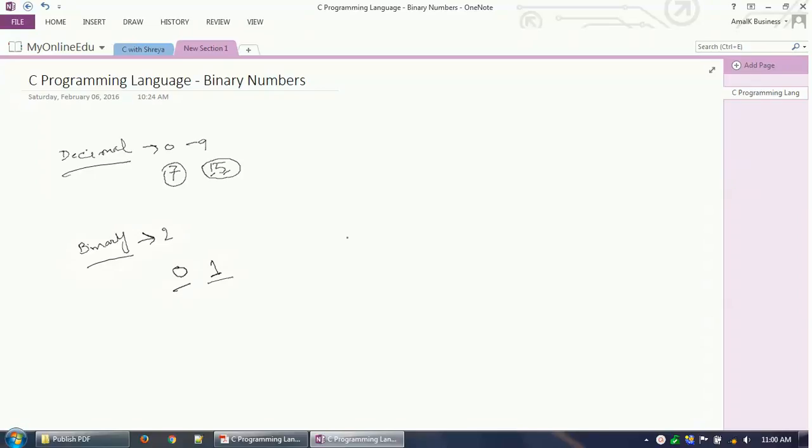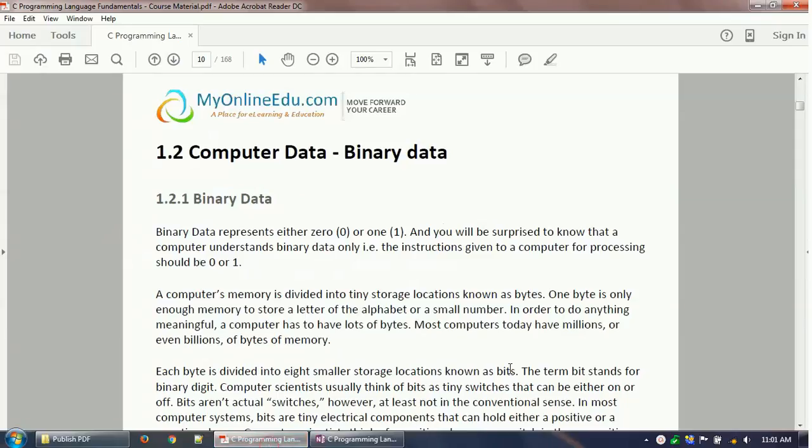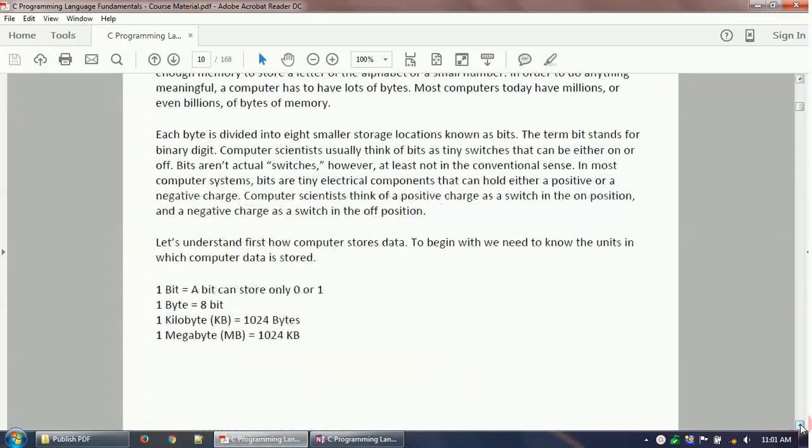So what does a binary number look like? It's simple, it's a normal number. For example, if you write 1 0 0 0 1 0 1 1, this data represents a binary number. As there is no digit other than 0 and 1, it is called binary data, and a computer understands only binary data. So now we know what binary data is.